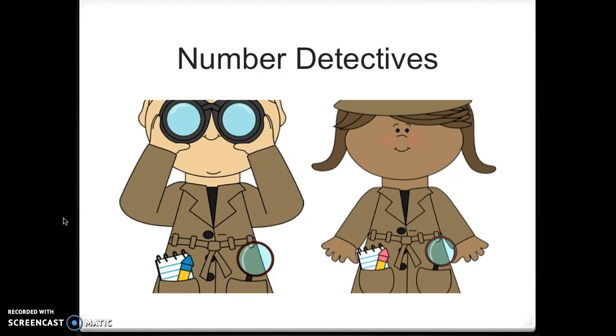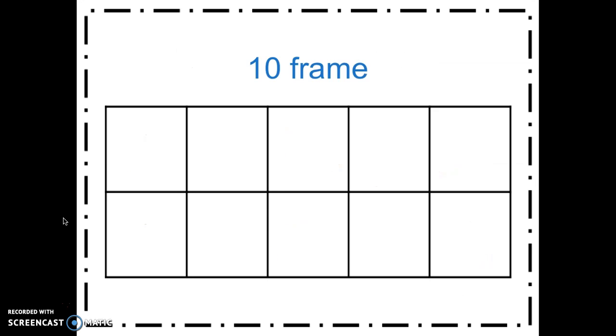Today, we are going to become number detectives, looking for hidden numbers. Are you ready? Let's go. Okay, turn to your 10 frame page in your student toolkit. This is going to be one of the tools we'll use today to find our hidden numbers. How many spaces are in the top row? How many are in the bottom? How many are all together?